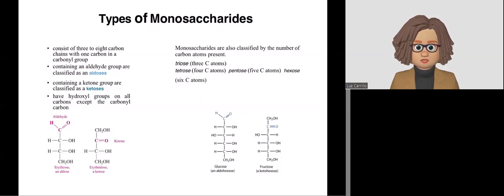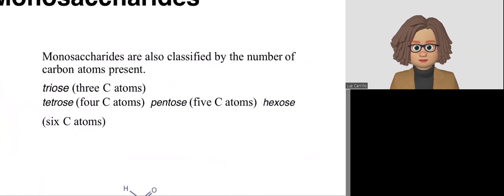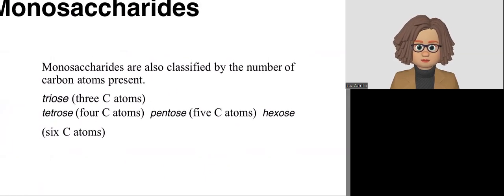The smallest carbohydrate is going to have 3 carbons, and the largest monosaccharide, I should say, is going to have 8 carbon atoms. So if we are going to classify them by the number of carbons, these are the terms that we utilize. If your monosaccharide has 3 carbons, then that is known as a triose. If your monosaccharide has 4 carbons, that is known as a tetrose.